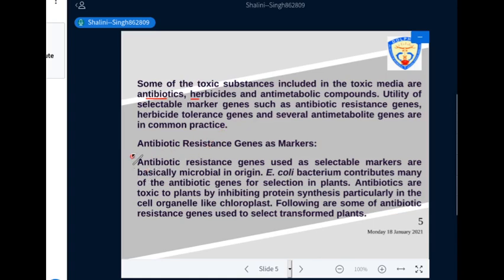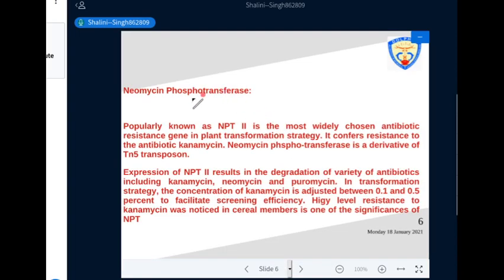Antibiotic resistance genes used as selectable markers are basically microbial in origin. E. coli bacterium contributes many of the antibiotic genes which are used for selection in plants. Antibiotics are toxic to plants by inhibiting protein synthesis, particularly in the cell organelles like chloroplast. Following are some of the antibiotic resistance genes which are used to select transformed plants.